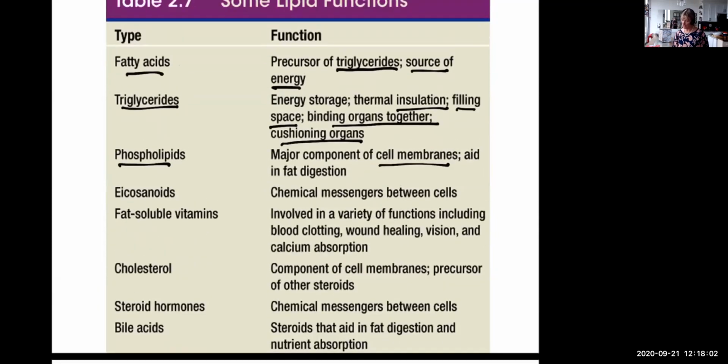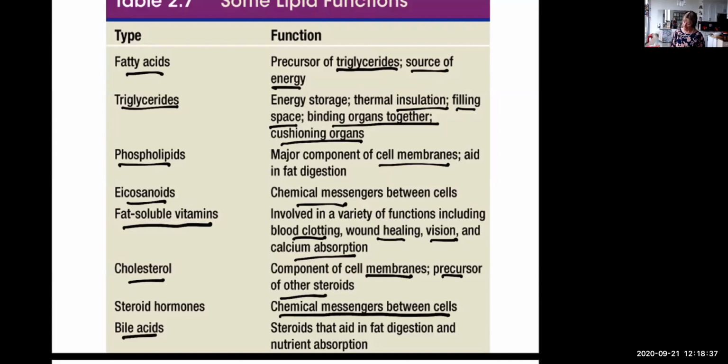Eicosanoids are your chemical messengers. We didn't talk about fat-soluble vitamins too much, but vitamins that can dissolve in fat are very important for blood clotting, wounds, vision, of course, and calcium absorption. Cholesterol is a component of cell membranes and a precursor of other steroids. The steroid hormones that are derived from cholesterol are chemical messengers between cells in the endocrine system. Bile acids are steroids that aid in fat digestion and nutrient absorption. So a bile acid is kind of like a surfactant. It can help digestion of fats, which otherwise would clump up.